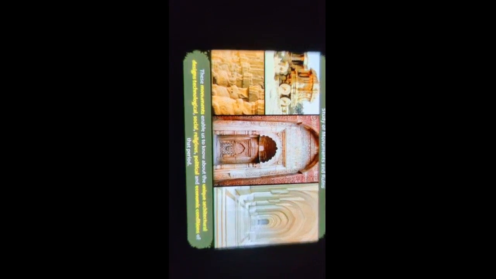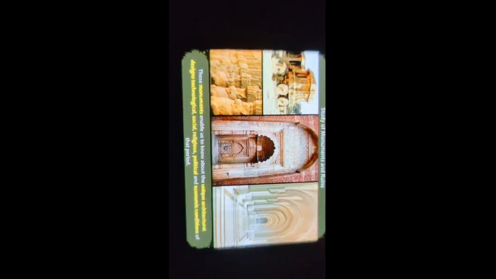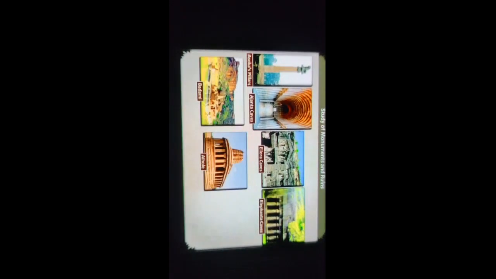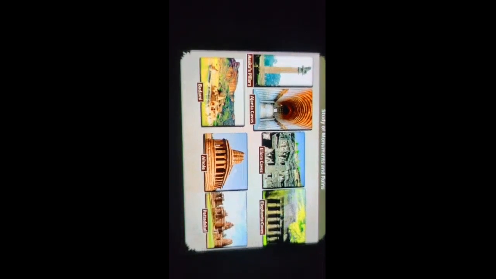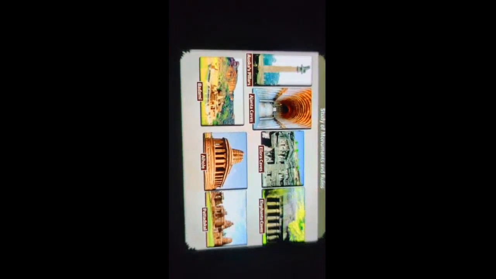Stupas, basadis, or Jain temples, palaces, and fort ruins are the kinds of monuments which exist today. These monuments enable us to know about the unique architectural designs and technological, social, religious, political, and economic conditions of that period. They reflect the achievements of kings and administrators.